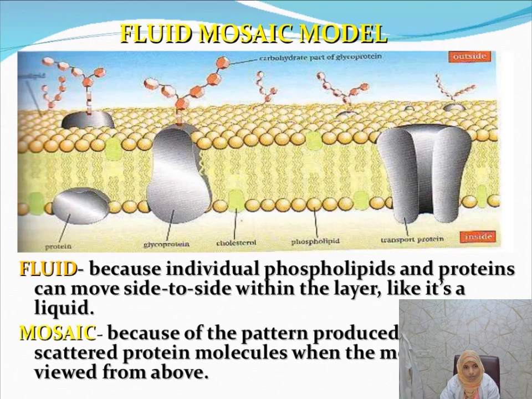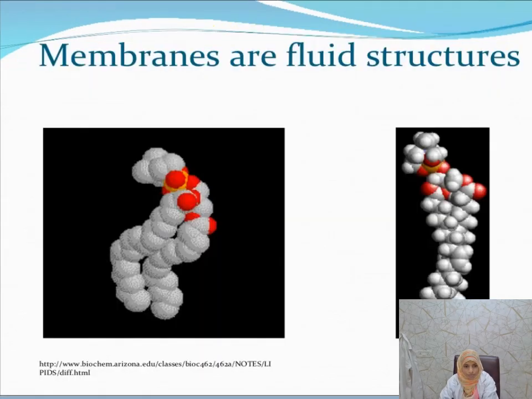So if I repeat, what is the fluidity of the cell membrane? It is contributed by the presence of phospholipid and protein which can move from side to side. Okay, the fluidity. And mosaic is because of the scattered proteins which are present, and when you're viewing a cell membrane from the above, it gives a mosaic pattern. So this is what I was saying.